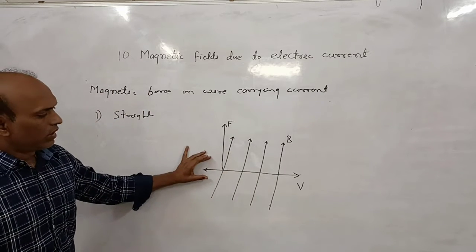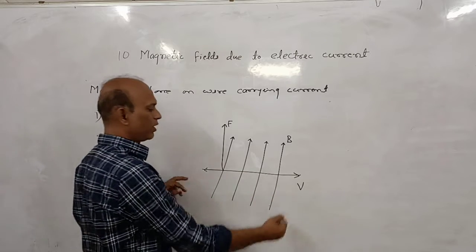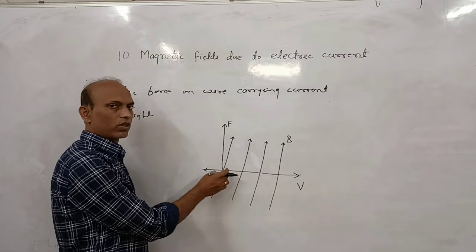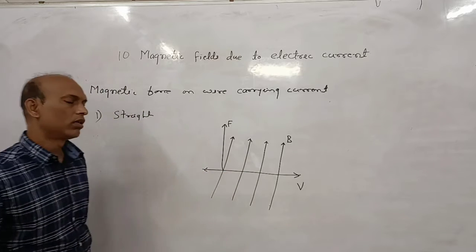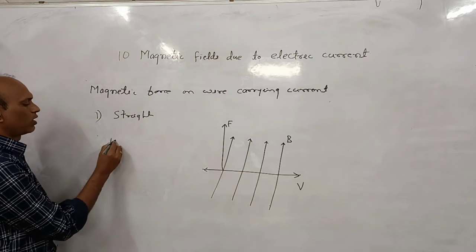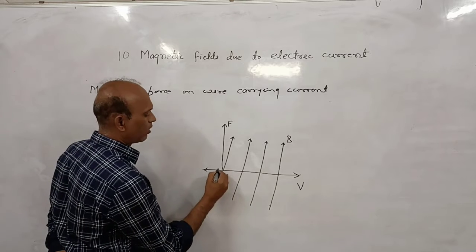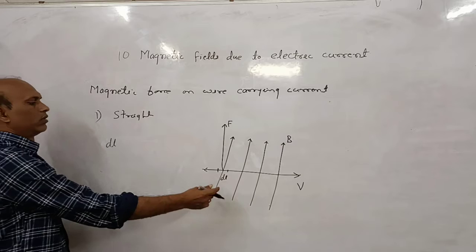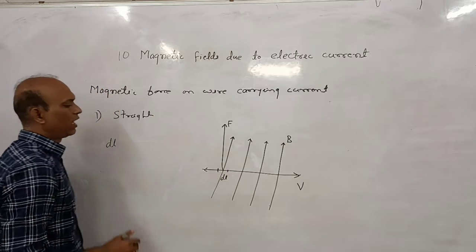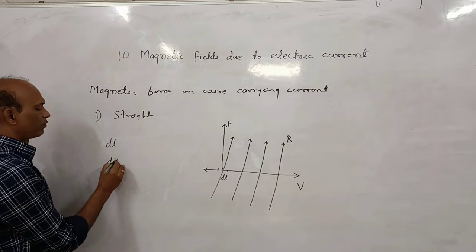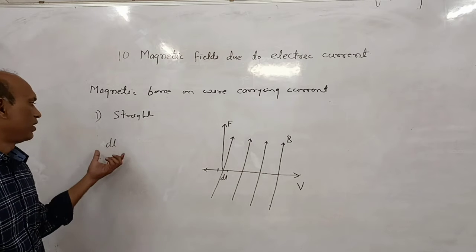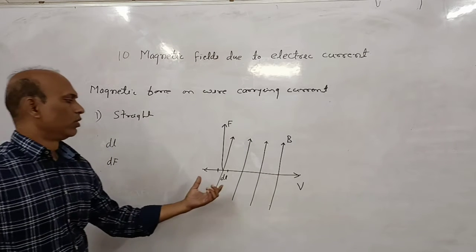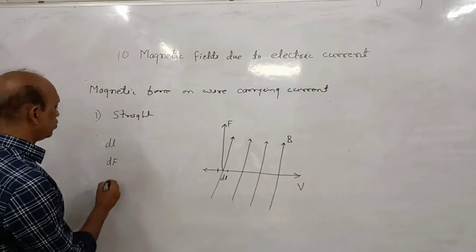Now, consider that there is one electron or a few electrons passing through a small area, say a small length element dl. The force acting on this length element dl will be dF. That is the force acting on element dl, where dl is the length and the charge passing through this element is dq.